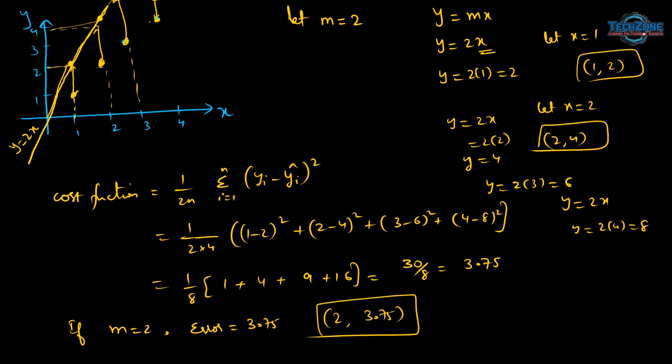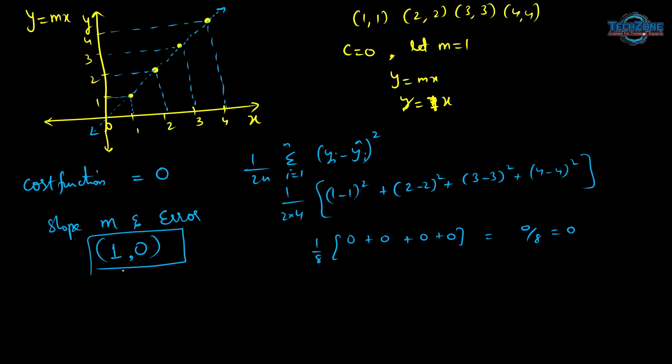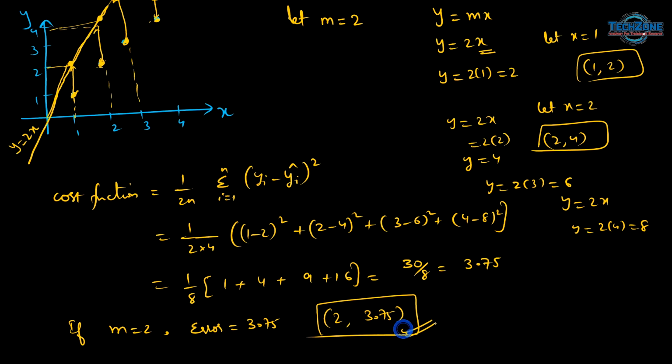We got 2 points, right? What are those 2 points? 1 comma 0 and 2 comma 3.75. We'll plot these points. Let us do one thing. Let us take m is equal to 0 and check.